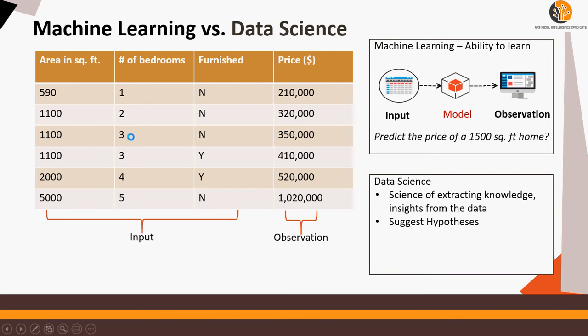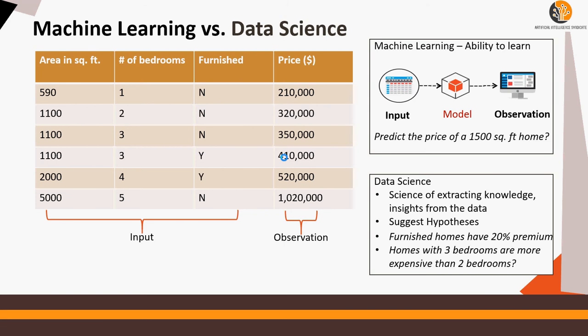However, with the same number of area and the same number of bedrooms, with a furnished home, it's going to fetch you a higher price. That is, furnished homes have a 20% premium. Homes with 3 bedrooms are more expensive than 2 bedrooms. So a data scientist's approach, thinking and output would be different as compared to a machine learning algorithm.